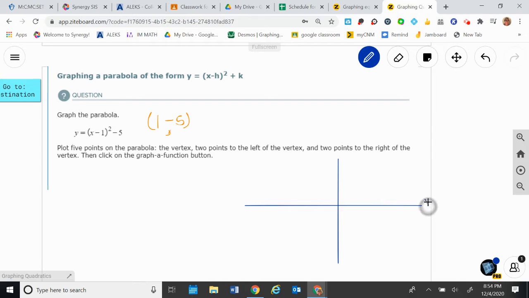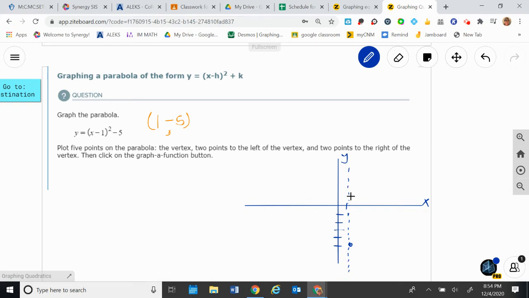All right, X and Y. Always label your axes. Okay, first the vertex. 1, -5. So here's 1. And always label that, okay? 1, -5. Okay, and then you draw your axis of symmetry.